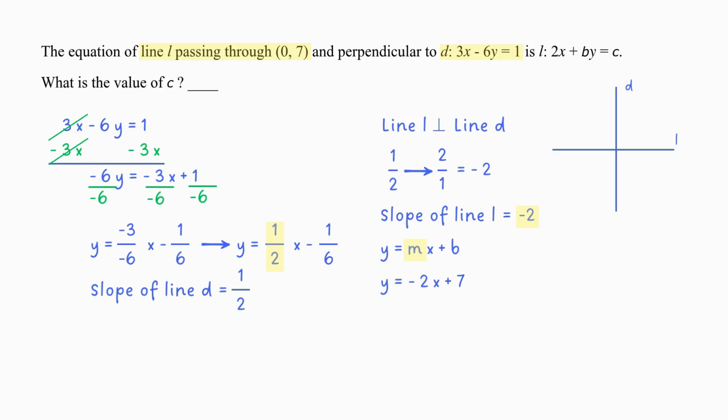Change the equation to match the requested form. The question wants the equation to look like this: 2x plus by equals c. Add 2x to both sides of y equals negative 2x plus 7 to match. Your new equation is 2x plus y equals 7. Now compare the equation 2x plus y equals 7 with the target format 2x plus by equals c. The number on the right side is c. So, the value of c is 7.